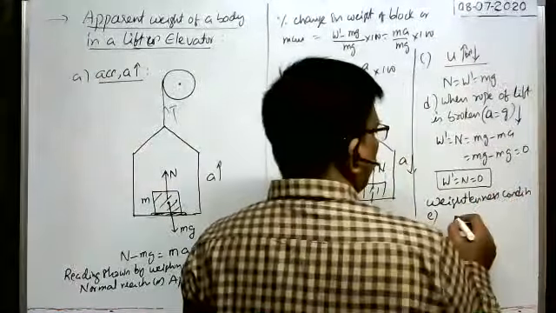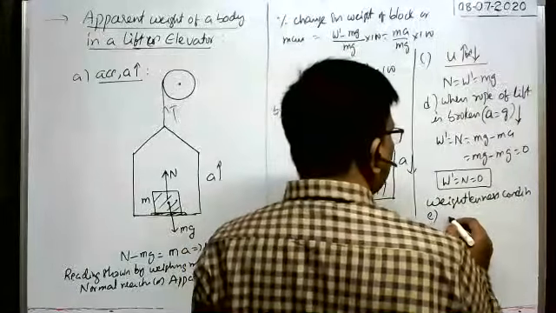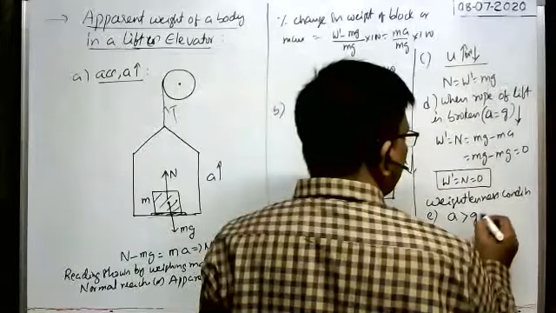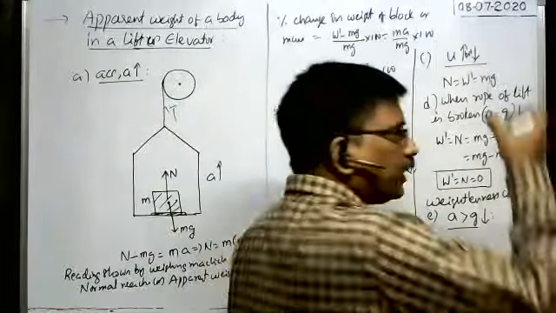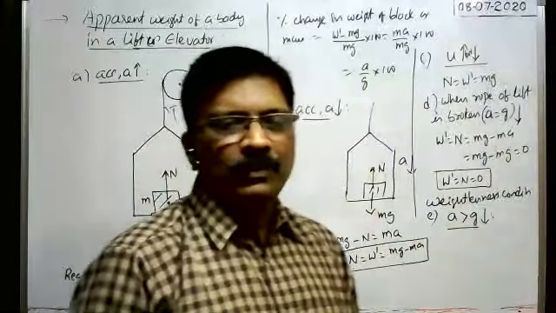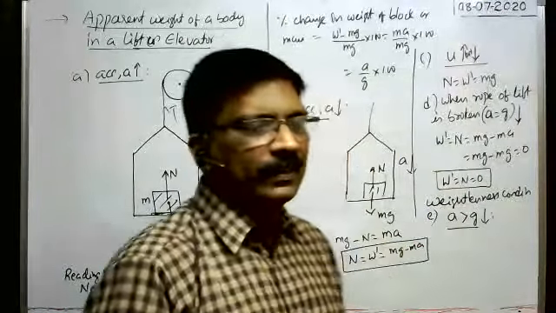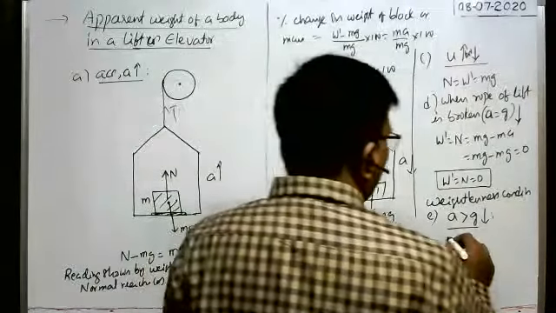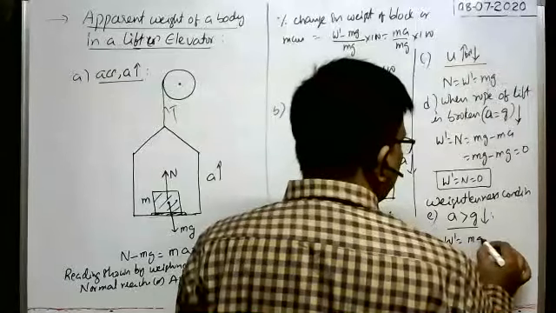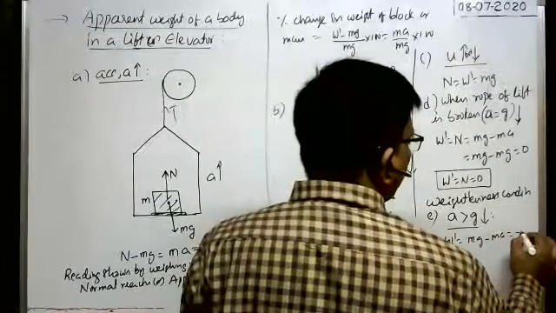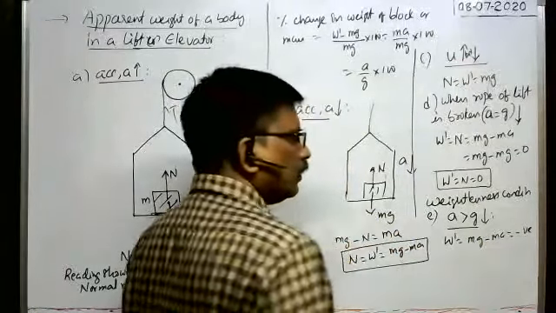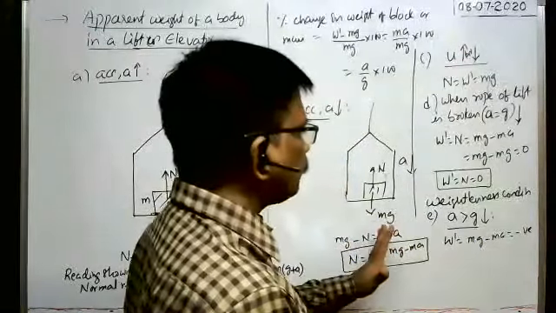Next, one more point. Whenever the lift comes down with an acceleration a greater than g downwards, that means the lift is pulled down with an acceleration greater than g. When the lift comes down with an acceleration greater than g, the normal reaction or apparent weight is equal to mg minus ma. That means you will get negative, no? Because a greater than g means definitely you will get negative. No doubt, normal reaction becomes 0.